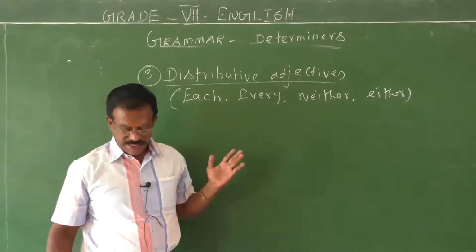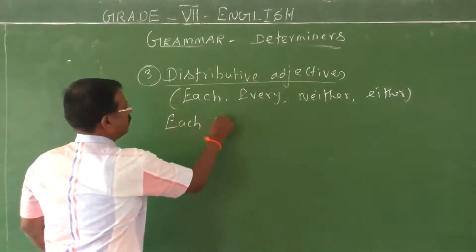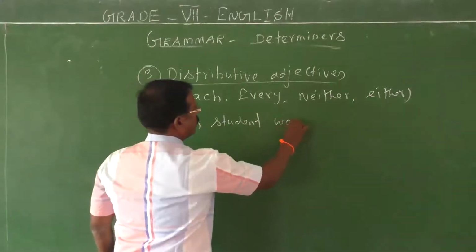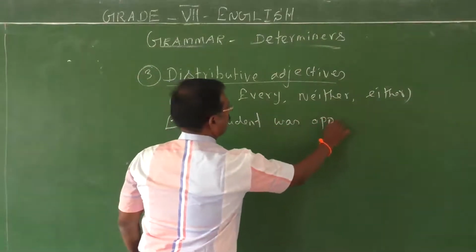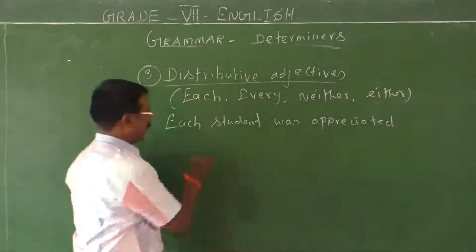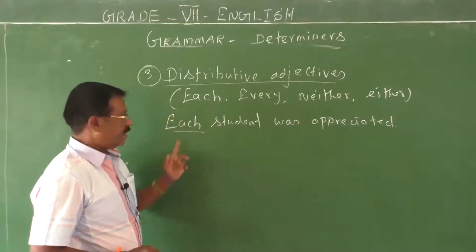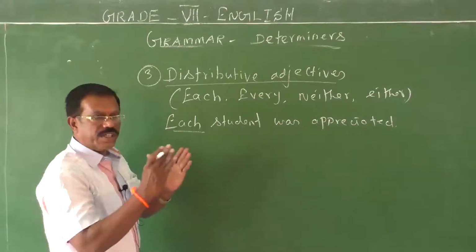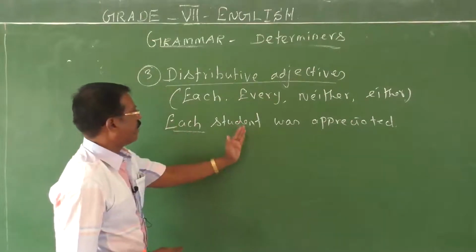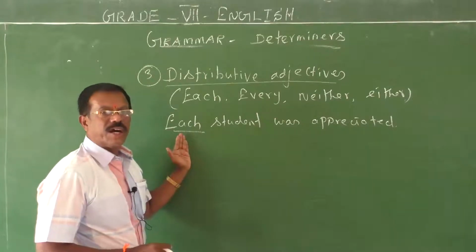See, each student was appreciated. Each student was appreciated. Here each is a distributive adjective. It is used before the noun student. It refers to each and every student. At the same time, it restricts the meaning of the noun student. Therefore, it functions here as a determiner.